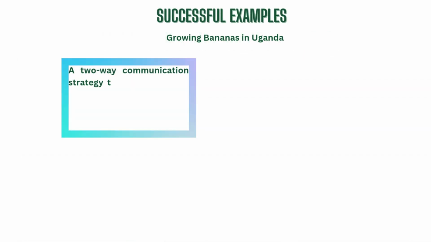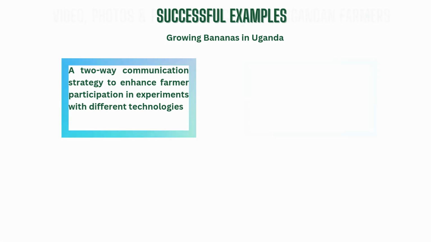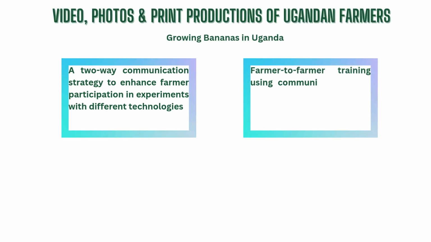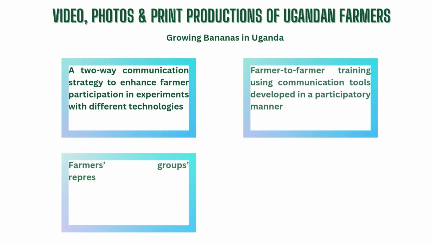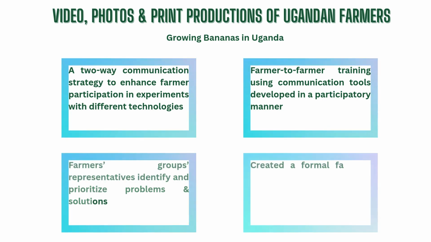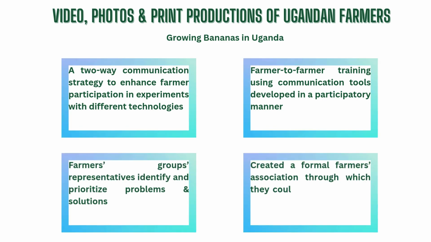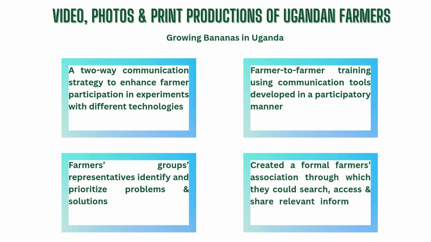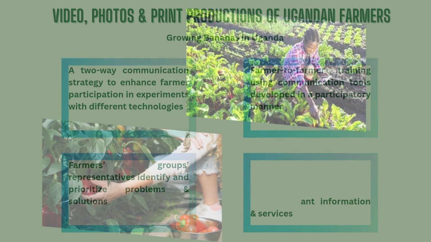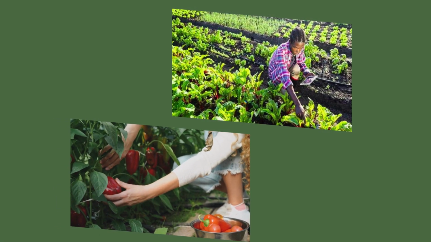Successful examples. Growing bananas in Uganda. This is a two-way communication strategy to enhance farmer participation in experiments with different technologies. Farmer-to-farmer training using communication tools developed in a participatory manner. Farmers group representatives identify and prioritize problems and solutions. They created a formal farmers association through which they could search, access and share relevant information and services. This image shows a Ugandan rural farmer using precision agriculture.